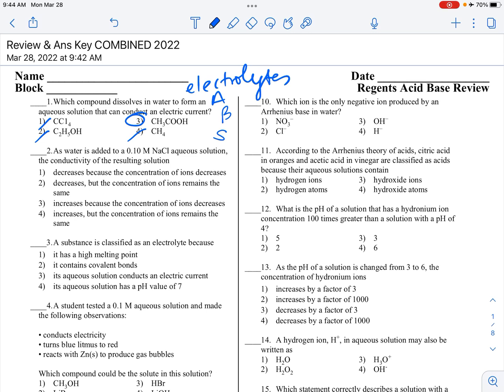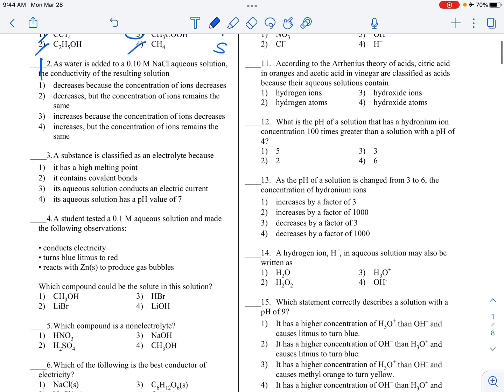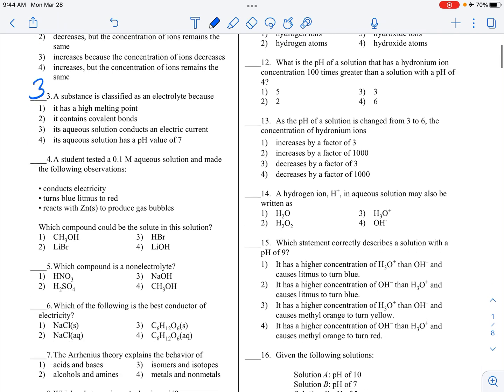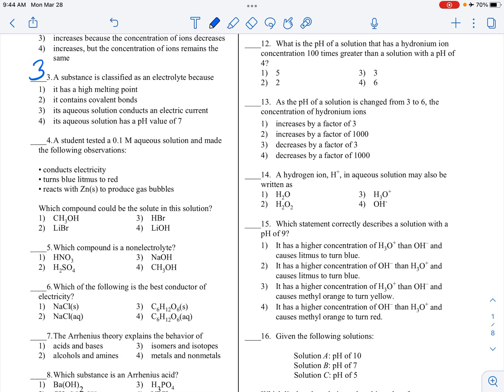As water is added to a 0.1 molar NaCl aqueous solution, the conductivity of the resulting solutions, well, we are diluting something, which means the concentration will decrease. So will the conductivity increase or decrease? Well, it'll also decrease because it's less concentrated, so it's going to be more dilute, fewer ions. A substance is classified as an electrolyte if it conducts an electric current, but it has to be aqueous.